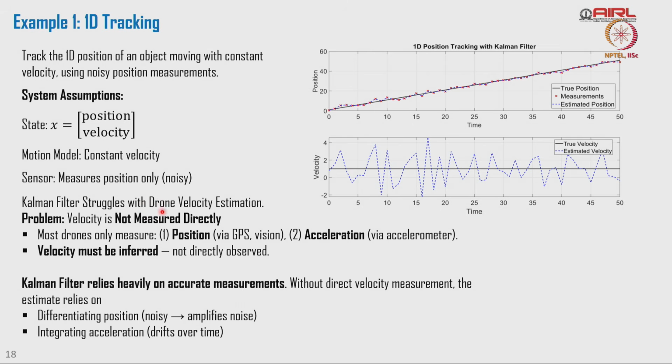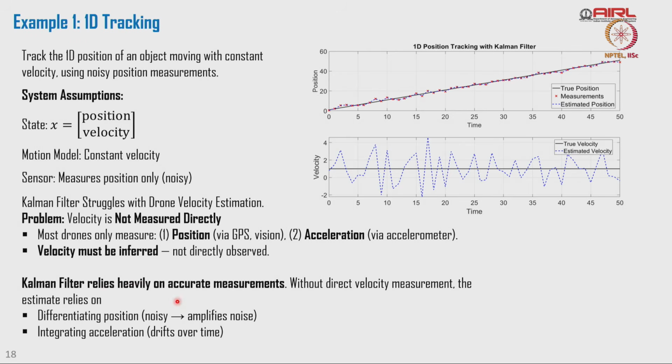Kalman filter struggles with drone velocity estimation. The problem here is that velocity is not measured directly. Most drones only measure position via GPS or vision, or acceleration information. Velocity must be inferred, not directly observed, right.